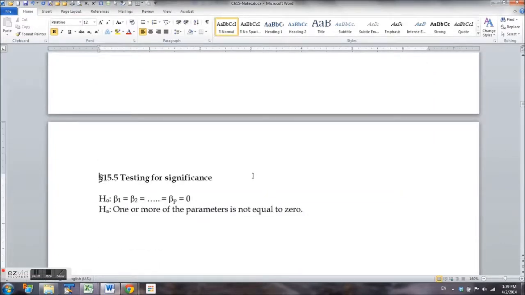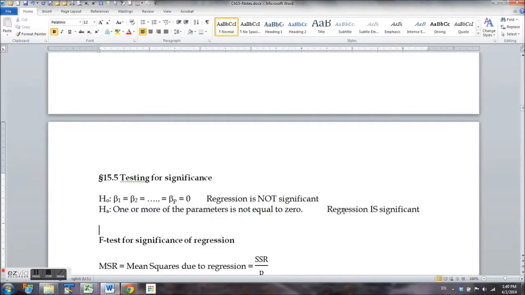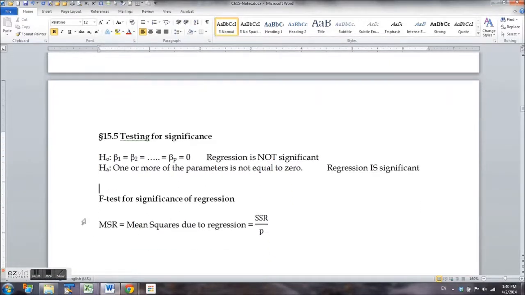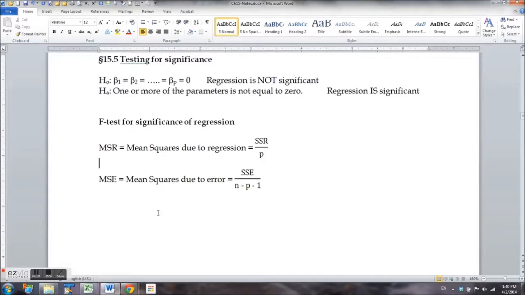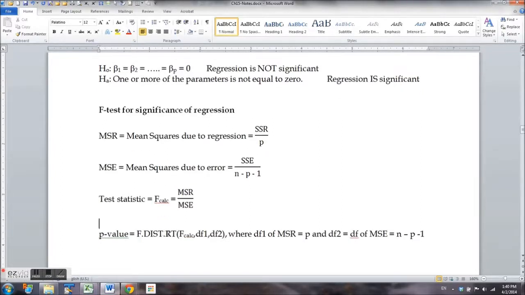Given these assumptions, then we can test for significance of regression, where if all the beta coefficients are 0, that means regression is not significant. And if one or more of the parameters is different from 0, then the regression is significant. Now the test for this hypothesis is the F test, and from the ANOVA table we get the MSR, mean square due to regression, which is SSR over its degrees of freedom p. Then we have MSE also from the ANOVA table, SSE divided by its degrees of freedom. And then we divide MSR by MSE to get the F statistic, and from the F statistic we can compute the p-value using the F.DIST.RT function.